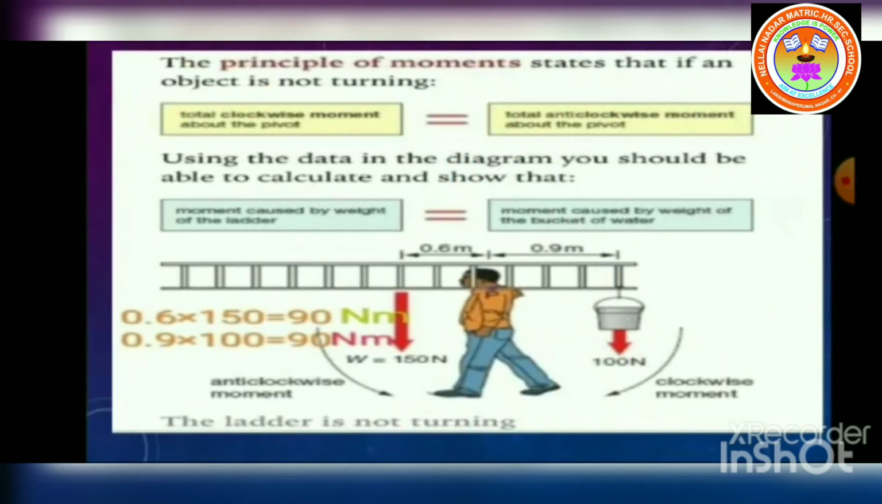So another example. The principle of moments states that if an object is not turning, then the total clockwise moment about the pivot is equal to the total anticlockwise moment about the pivot. Using the data in the diagram, you should be able to calculate the moment caused by the weight of the ladder. Have you seen the picture?